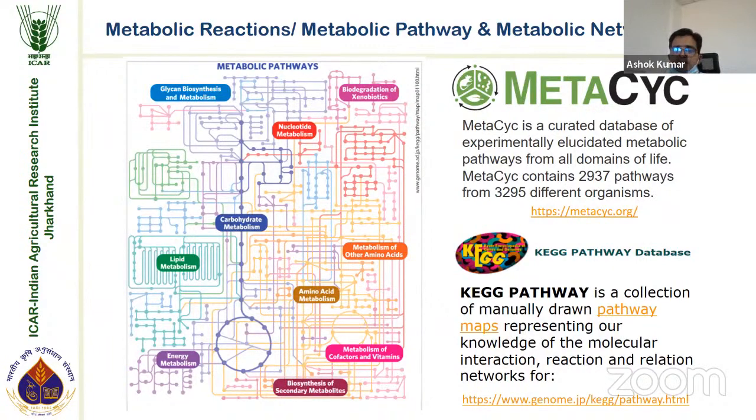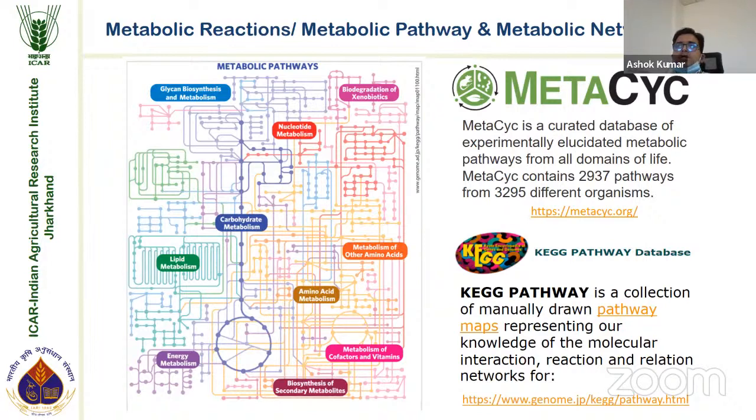Similarly, after the advent of bioinformatics, we have several databases. Two important pathway databases, MetaCyc and KEGG Pathway, are where you can find details of each metabolic pathway. They have several curated metabolic pathways, around 2937 pathways from different organisms, and several metabolic pathways which are very unique to a living organism.